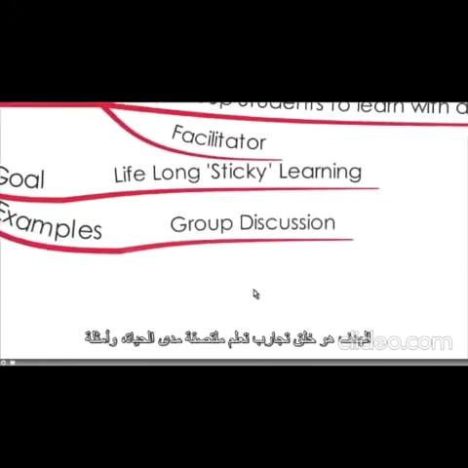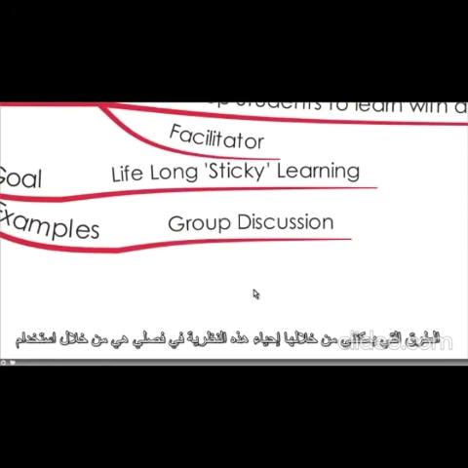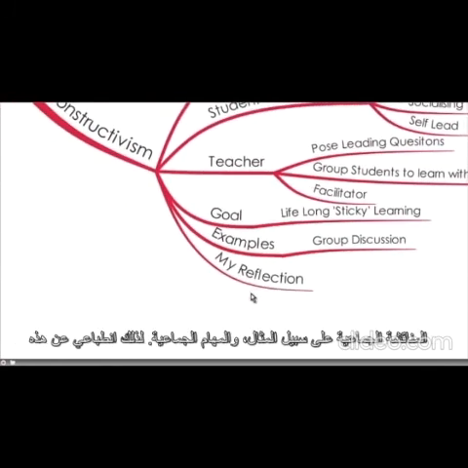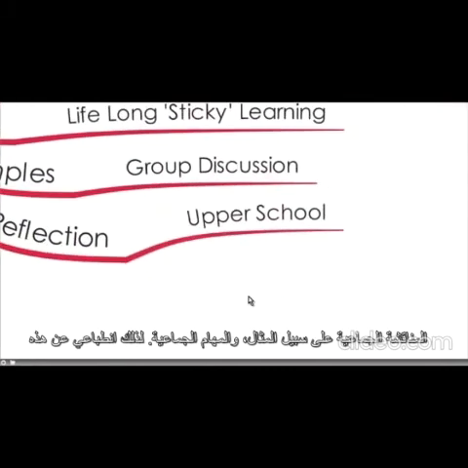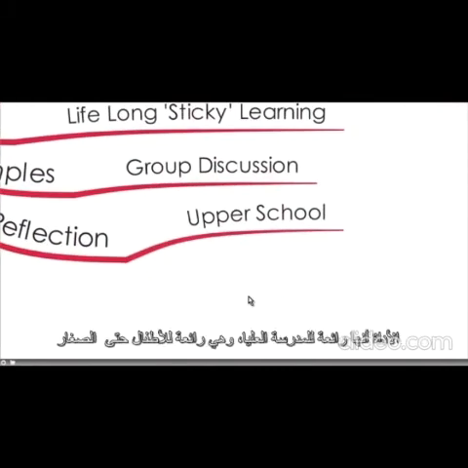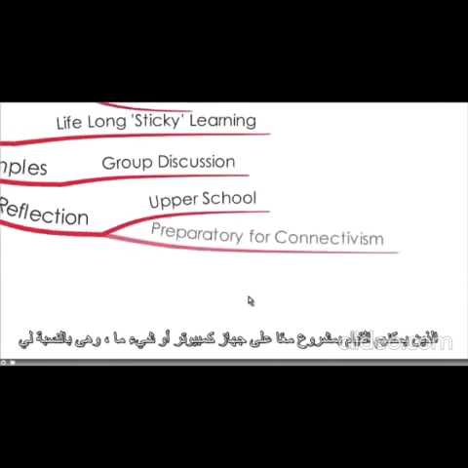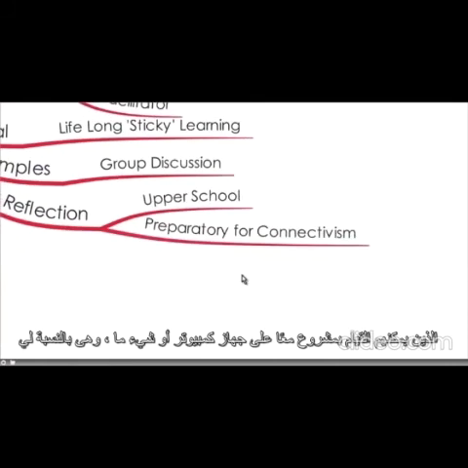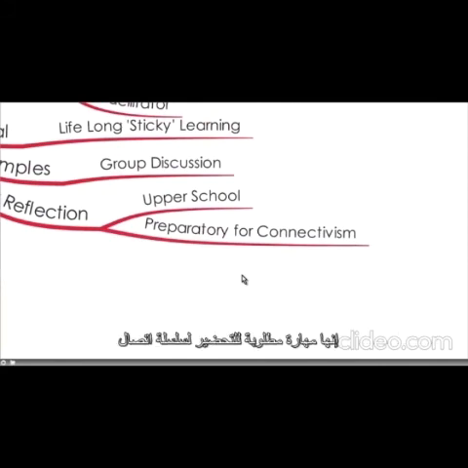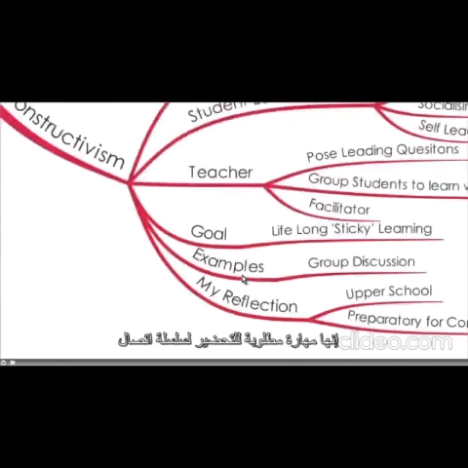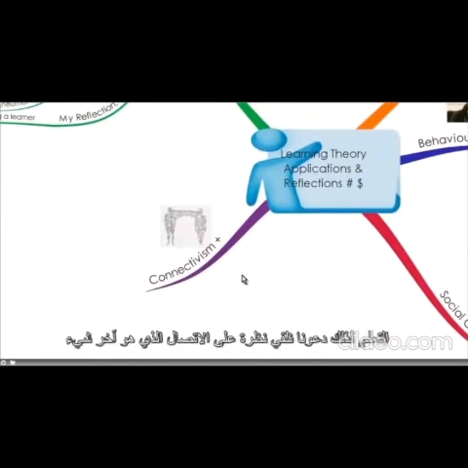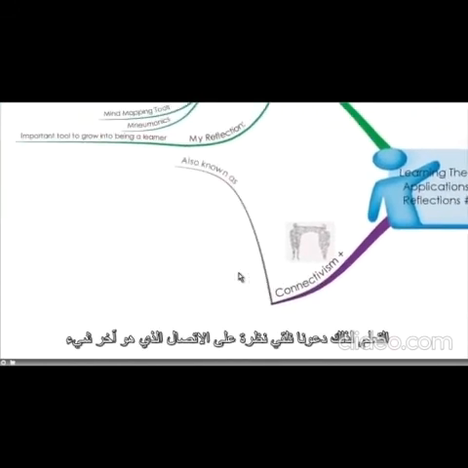experiences. And the examples of ways that I could bring this theory to life in my classroom is through the use of group discussion, for example, and group tasks. So my reflection on this tool is it's great for upper school and great for kids, even littlies, who can do a project together on a computer or something. And to me, it's a skill that's needed in preparation for connectivism theory of learning. So let's have a look at connectivism, which is the last one.